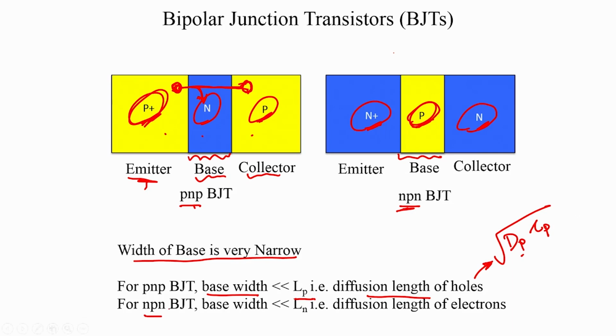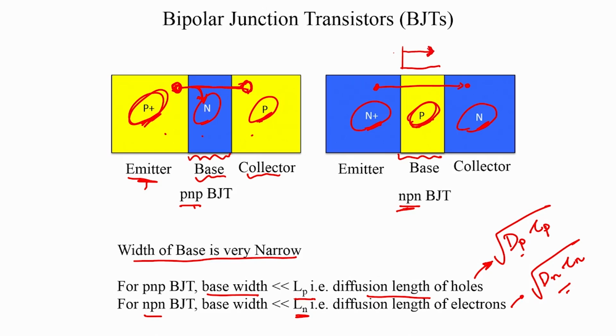Similarly, for an NPN BJT we would like the electrons from the emitter to successfully get through the base and approach the collector, and therefore the width of the base should be less than the diffusion length of the electrons. And why less than the diffusion length? Because the diffusion length is a measure of the distance a minority carrier can migrate before it is recombined.